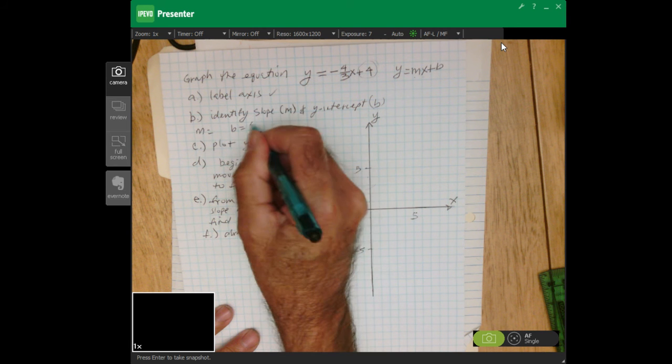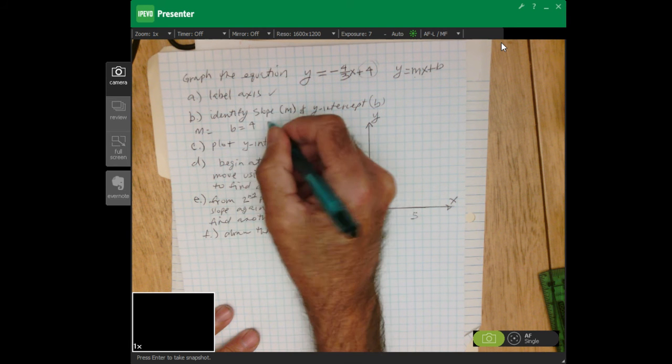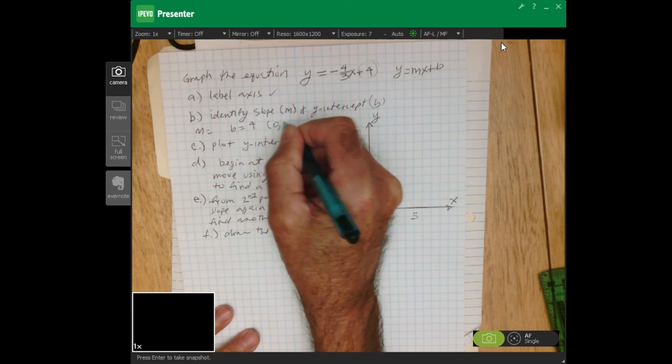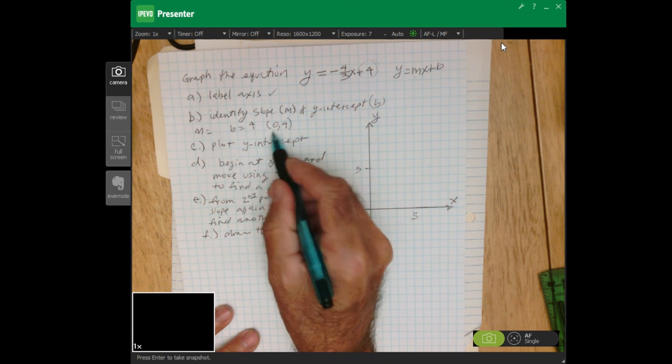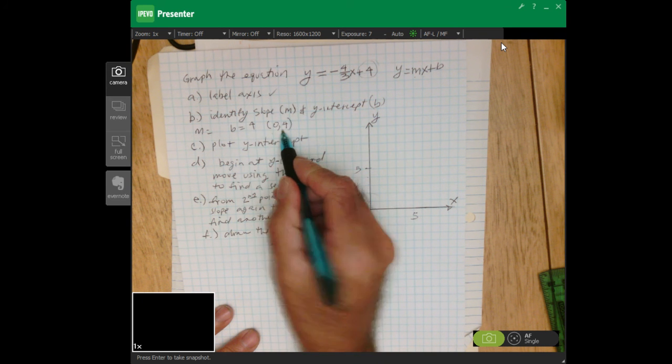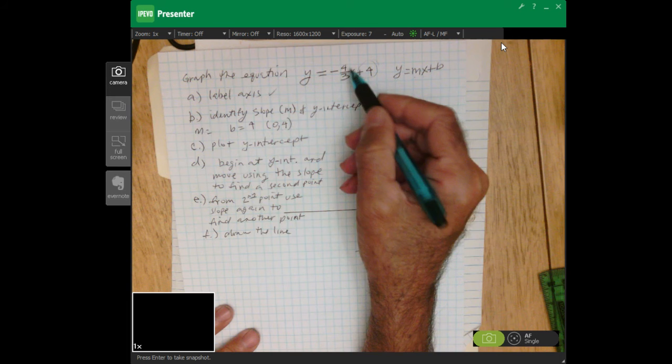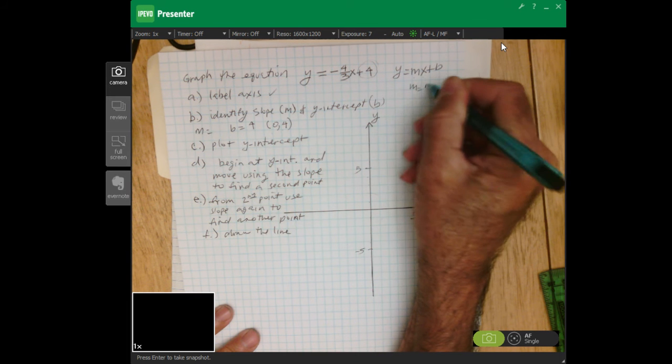So b is 4. Now remember, that's a point. So the y-intercept is 4, but make sure you remember that it's the point (0, 4). And then the slope is, well, the slope is rise over run.